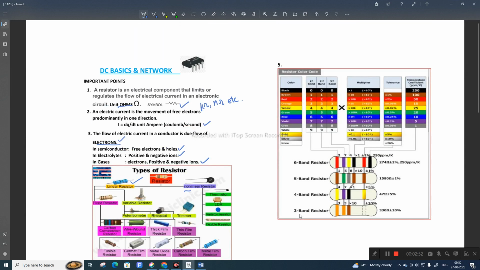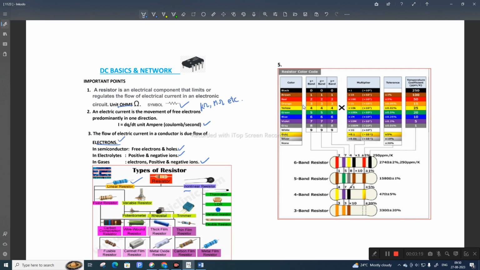Next comes the resistor color code. This is a very important topic. Many people get confused writing the color code in the examination. They'll give a direct problem regarding that, and many people get stuck. So here I'm giving a simple way for you to write the color code. Have a look at the chart.